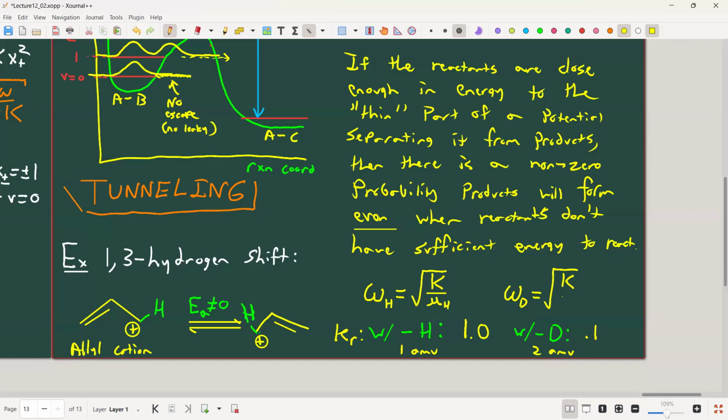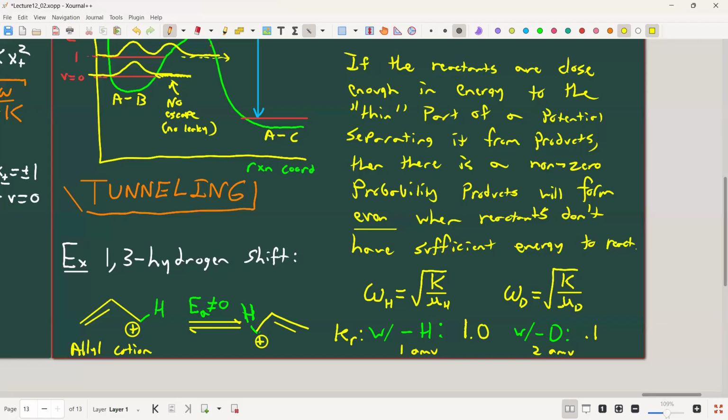K being the rate? The big K is the force constant, the stiffness of the spring. Oh, okay. This is the spring constant. Okay. And so the deuterated species and the hydrogen species have the same K.